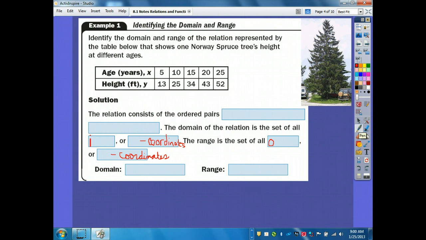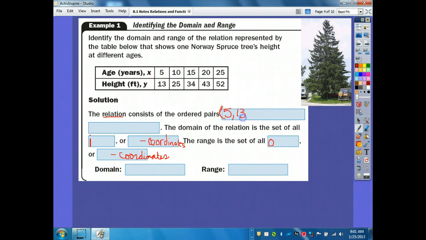Now here they're telling us they measured at the age X, at the age of 5, it was 13 what? Yep, the Y is 13 feet. At 10 years old, it was 25 feet, 15, 34, and so on. So let's list our relation. Our relation is the ordered pairs of what and what. What's my first ordered pair? These are my X's and these are my Y's.